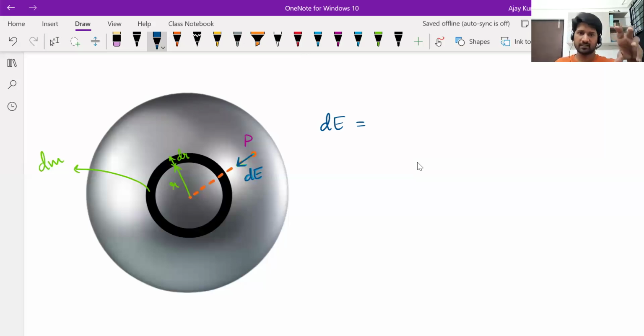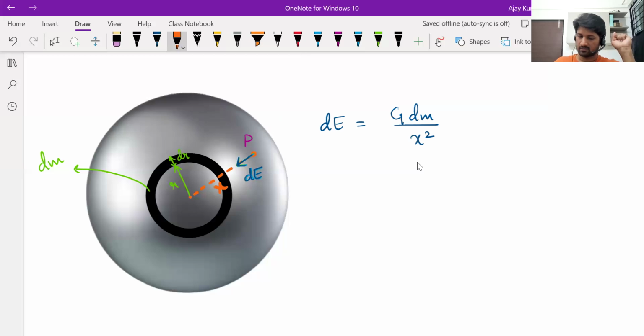We can write an expression for dE. dE is the field created by a shell outside it. Once you go outside the shell, the field created by the shell is same as that of a point mass. So you can write it as G dm divided by x square, where x is the distance from the center to the point P where you are trying to find out the field. So that field is G dm by x square.